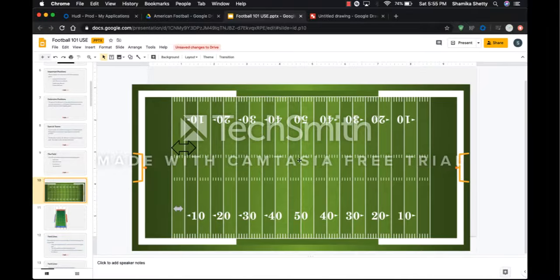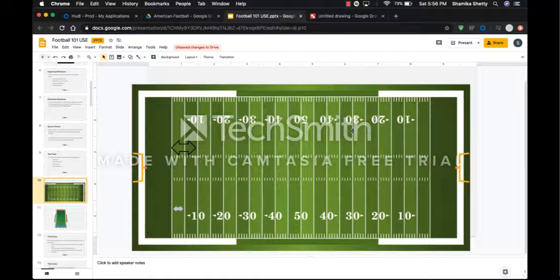Let's come back to this image. Now this is the 50th yard line. This is the center. Now we know that this is a 100-yard field. It divides the entire field into two parts, 50 and 50. So from this goal line to this 50 is one part. From this goal line to this 50 is another part. This is one end zone. This is another end zone.